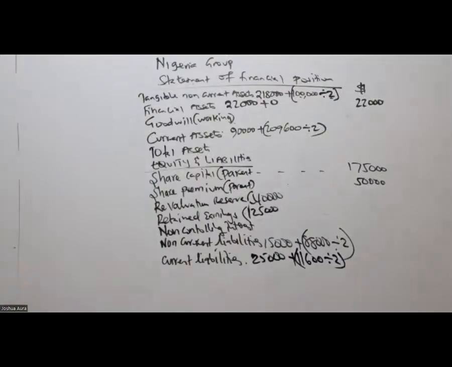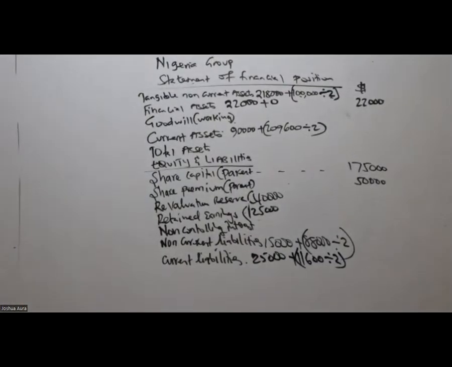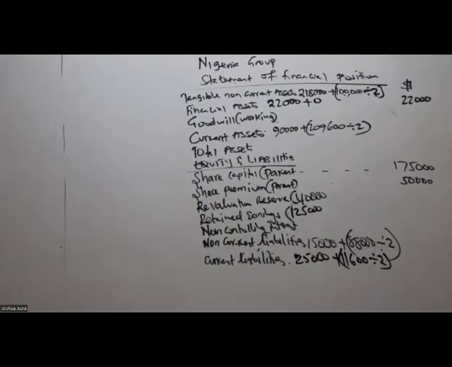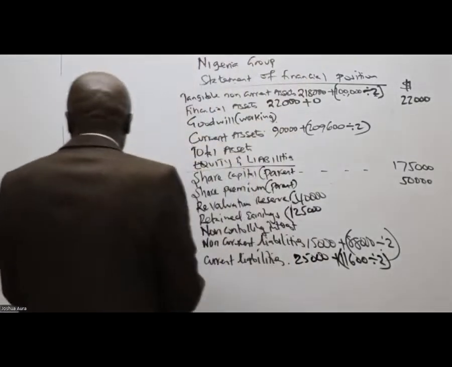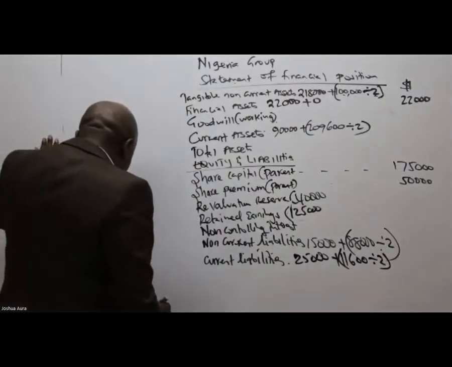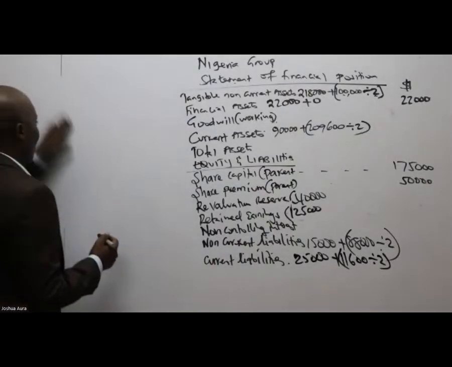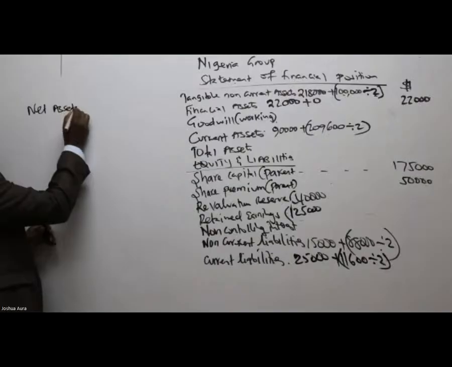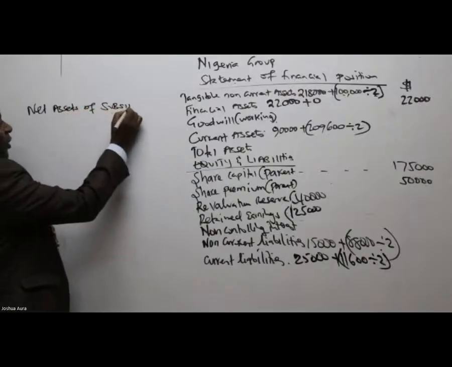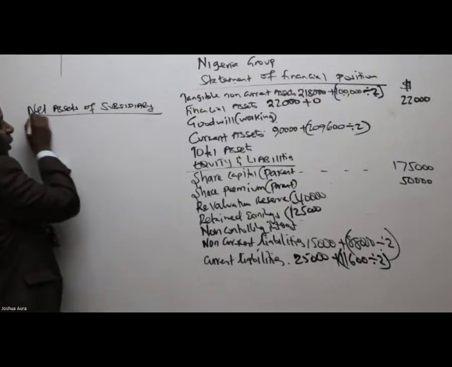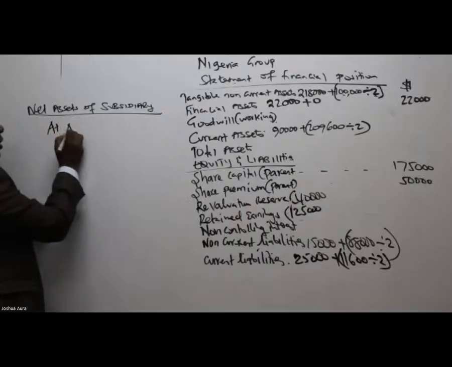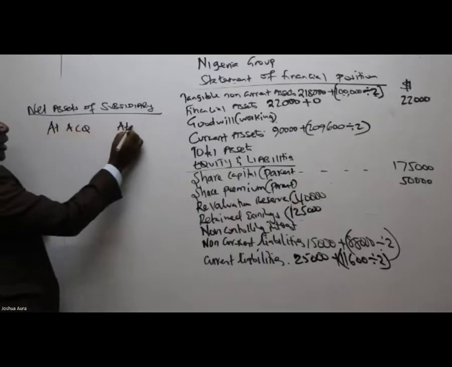Net assets of the subsidiary. So please go ahead and give me the net assets of the subsidiary. Now we are dealing with the net assets of the subsidiary. It carries 3 marks really. Remember, net assets, we have to give net assets at acquisition and at reporting.